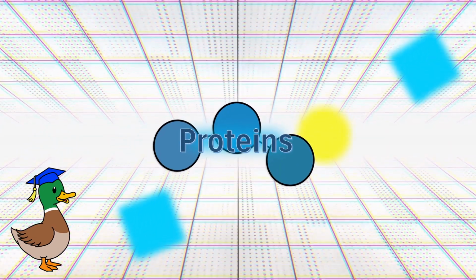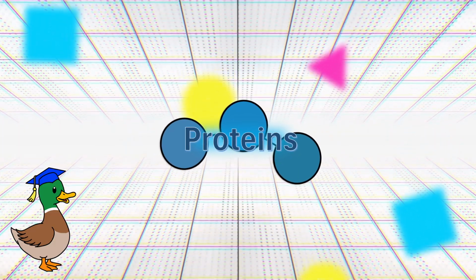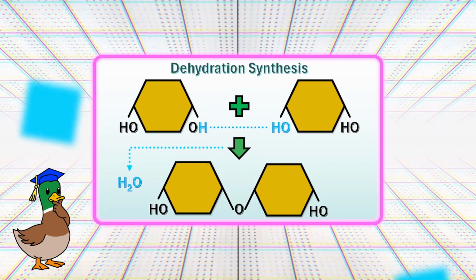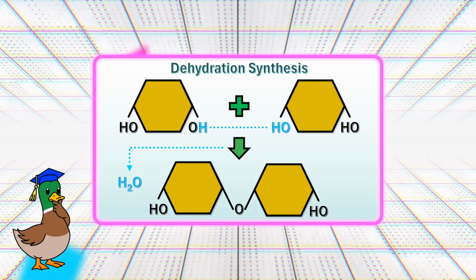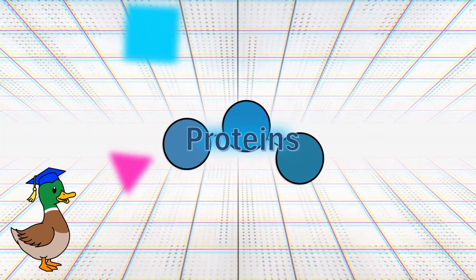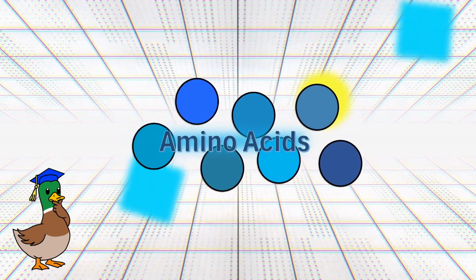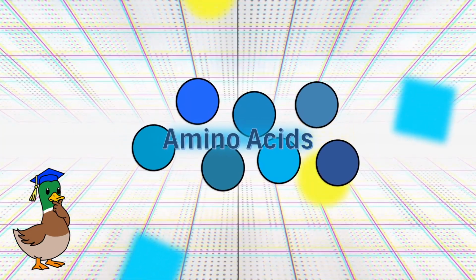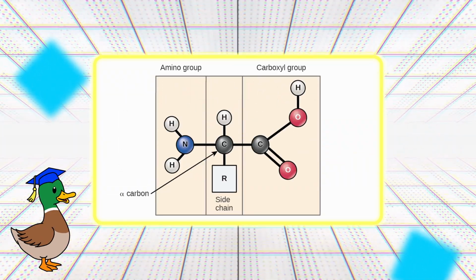Okay, now let's talk about proteins, an extremely diverse and abundant biological macromolecule with seemingly endless applications. Just like carbohydrates, proteins are made up of monomers linked together via dehydration synthesis to create polymers. In the case of proteins, the individual subunits are called amino acids. The covalent bonds created through dehydration synthesis are called peptide bonds, and the polymers are called polypeptides. Amino acids are really quite fascinating.